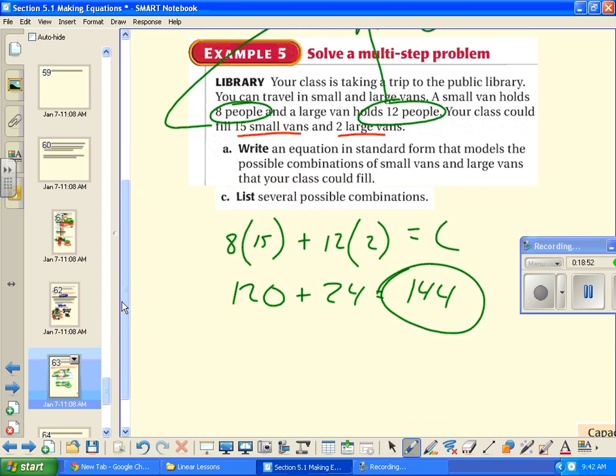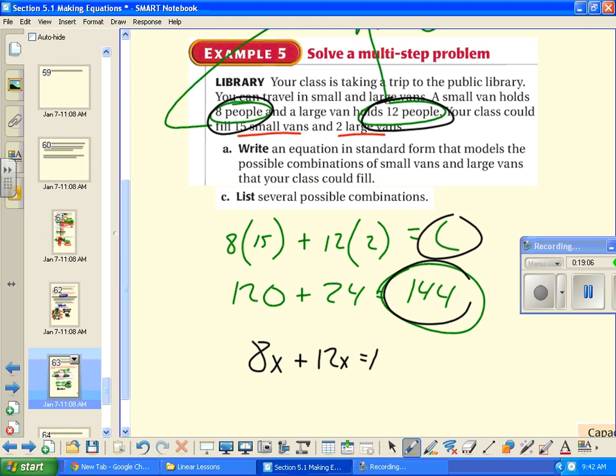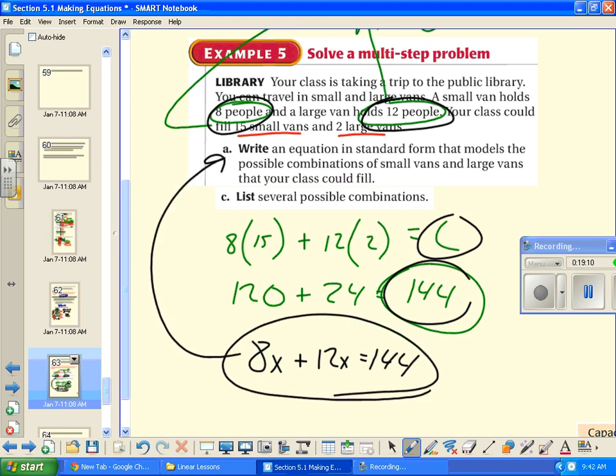So now if I'm going to make my equation, that was part A, write my equation in standard form. Here's C. I know my 2 rates now. 8 people for every small van, 12 people for every large van, and we've got 144 people. There's my equation for part A. So now I could figure out some combinations for part C as it is in this case.